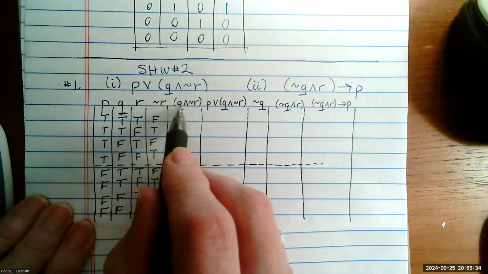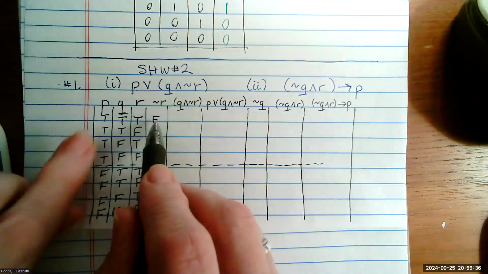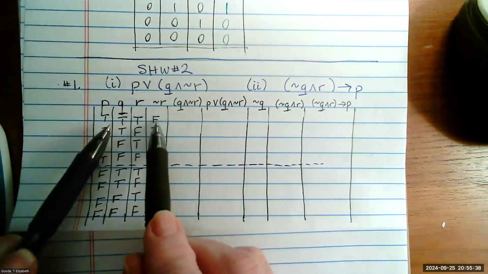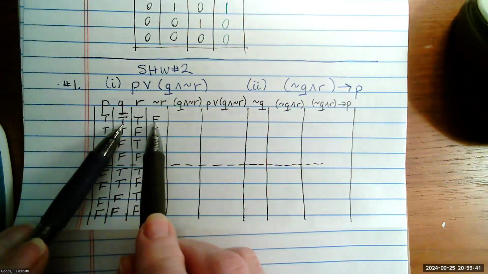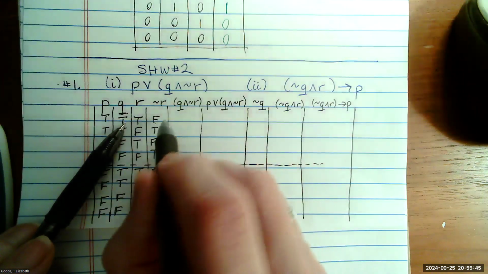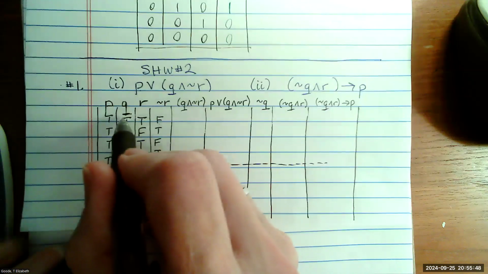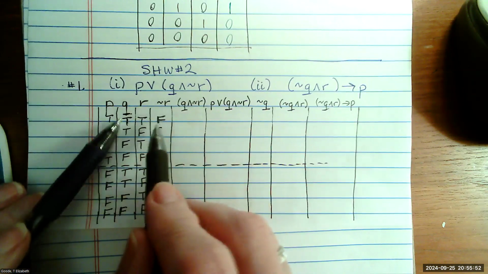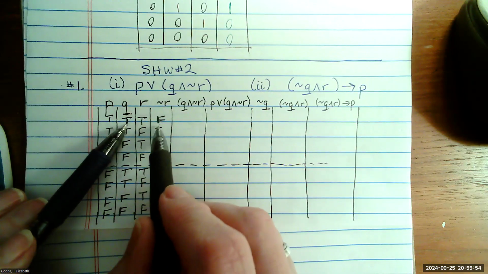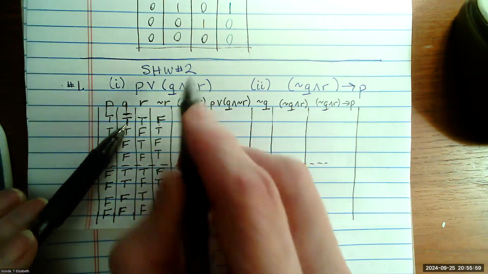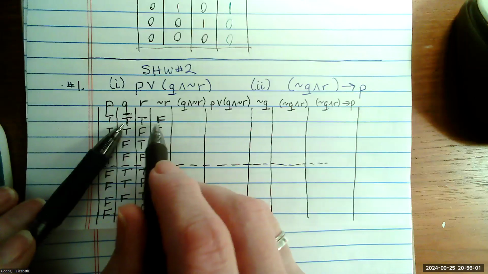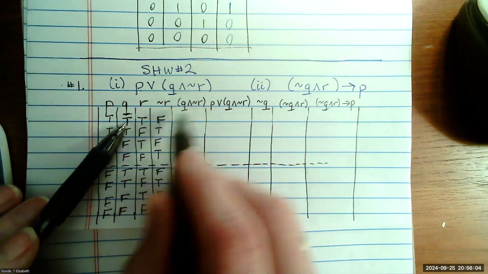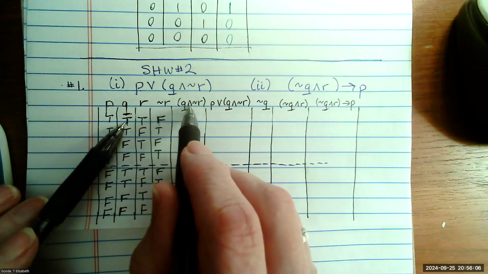All right, now we're going to AND together Q with not R. So what do we get in row 1? Q is true, not R is false. What happens when we AND true with false? False. Yeah, I mean, you're asking me that as if it's a question. You need to know how the AND operator works.